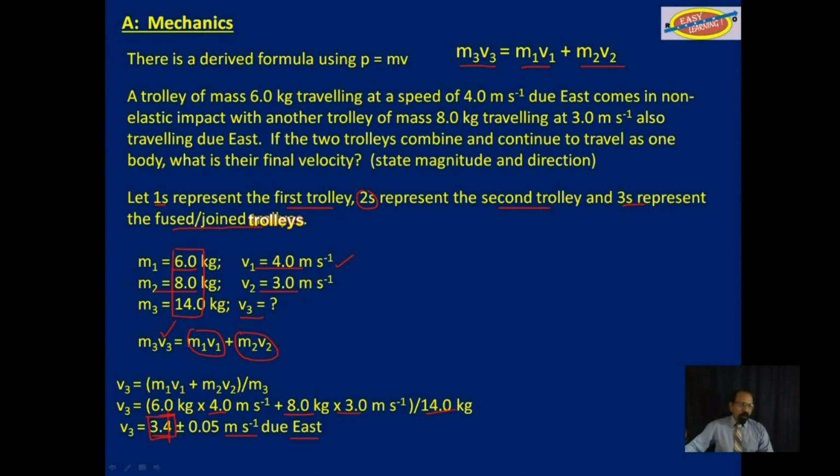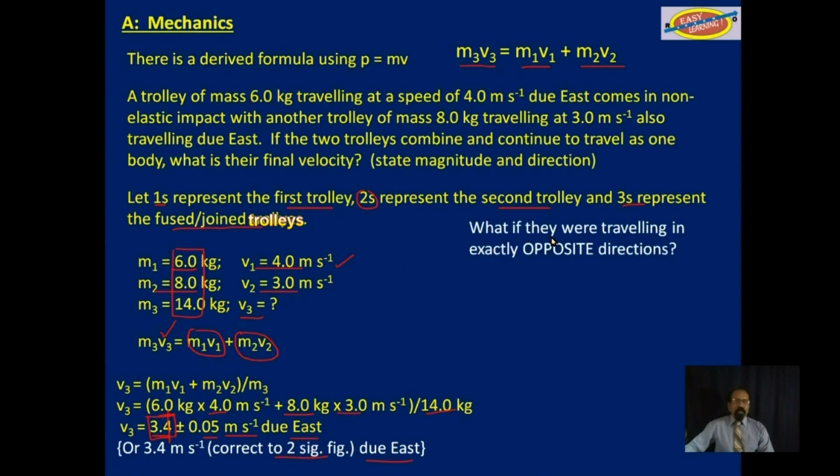And since the 4 is our uncertain digit, our margin of error is half more and half less of that position, which is 0.05. So 3.4 meters per second correct to two significant figures, due east. Now, what if they were traveling in exactly opposite directions? One trolley was going east, and the next one was going west.